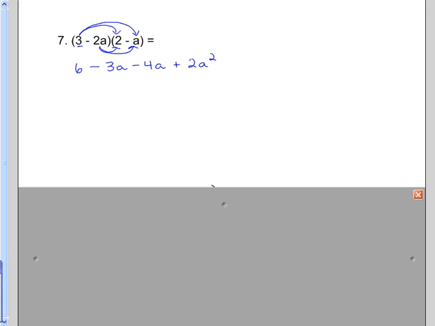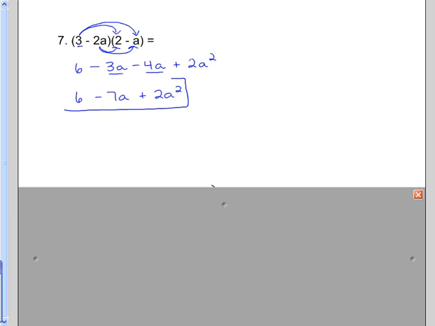Okay, we might say this looks kind of backwards. There's no certain way that your problem has to be written from the beginning, but we're still going to say, what can we put together? What are our like terms? I only have one number, but I have a negative 3a and a negative 4a, which would be a negative 7a, and bring down a positive 2a squared.